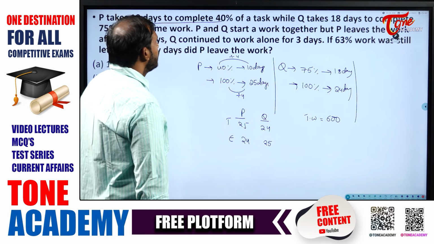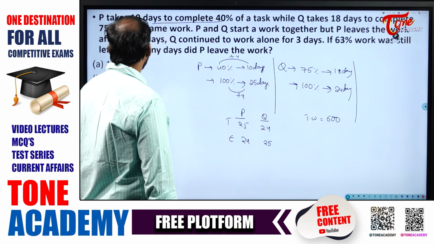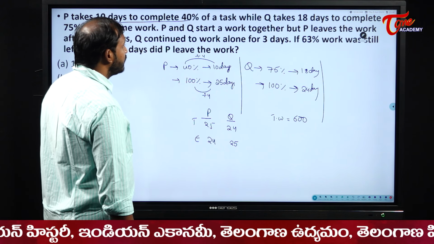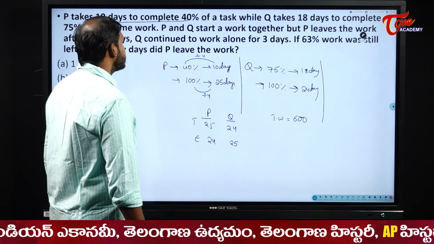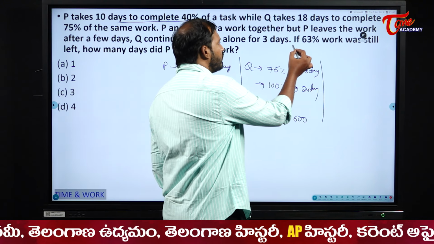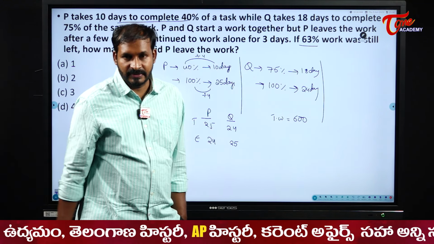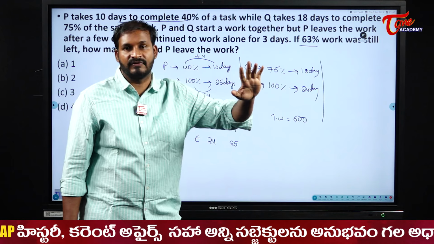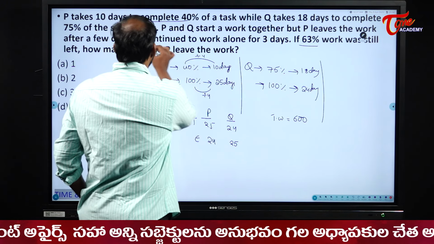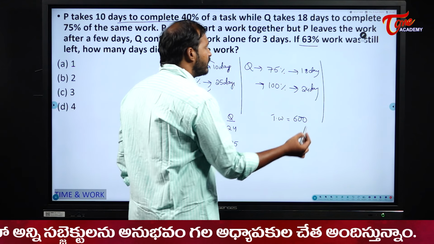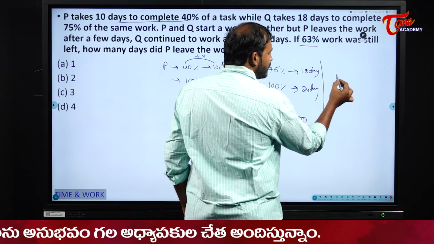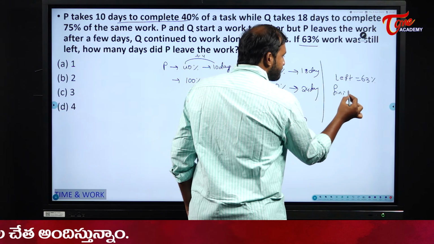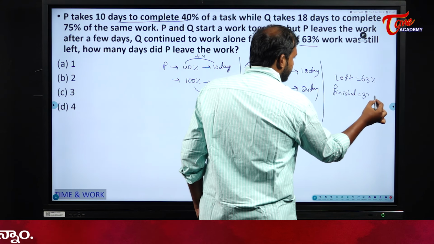Now, P and Q start a work together, but P leaves the work after a few days. Q continued to work alone for 3 days. If 63% of work was still left, then how many days? Okay. Now, how much portion of work is done by them both? Just 37%. First of all, they together worked and finished how much work? Left is 63. So finished will become how much? 37%.